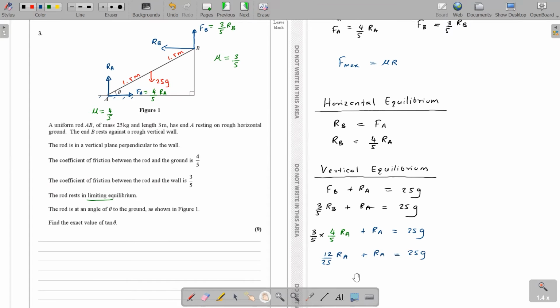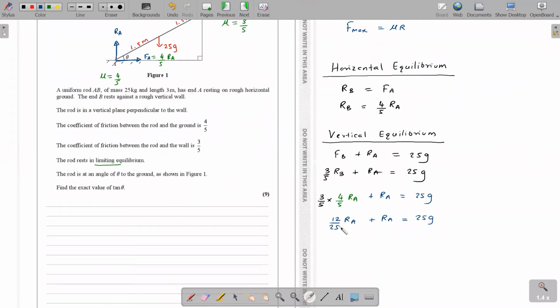How much is 12/25 RA plus 1 RA? Can you add everything? How much is it? It is 37/25 RA, equals 25G. So normal reaction A is 25G times 25/37.